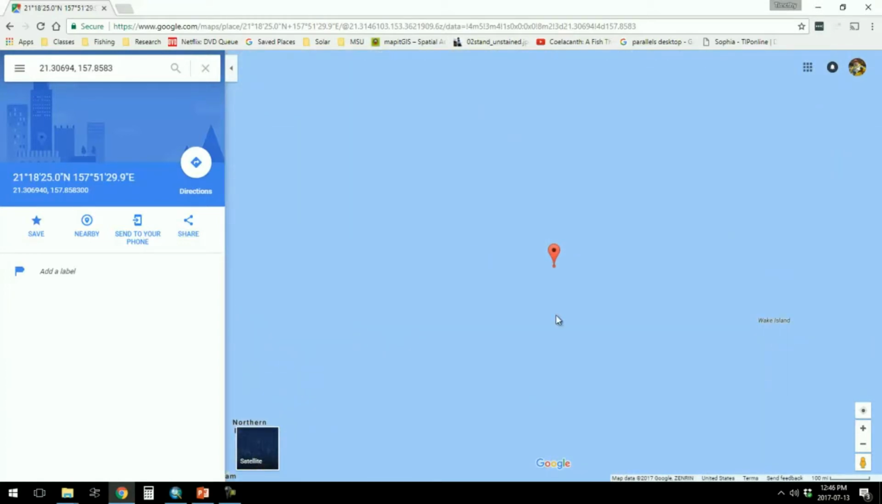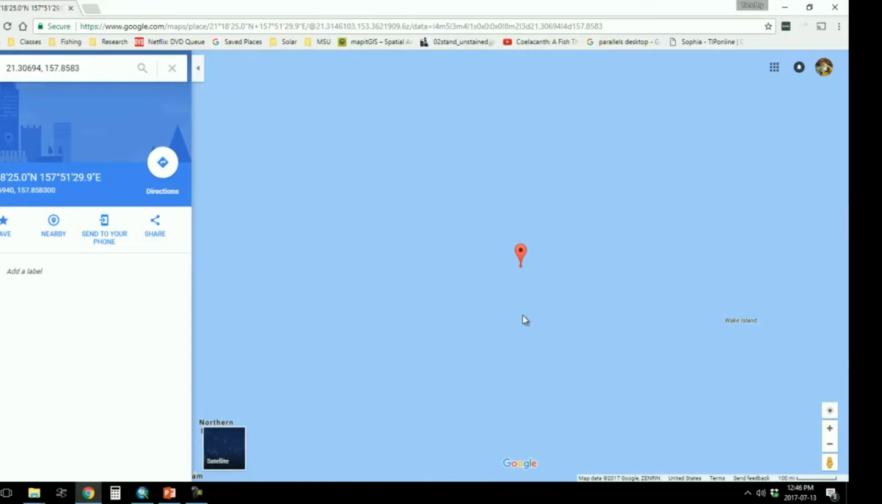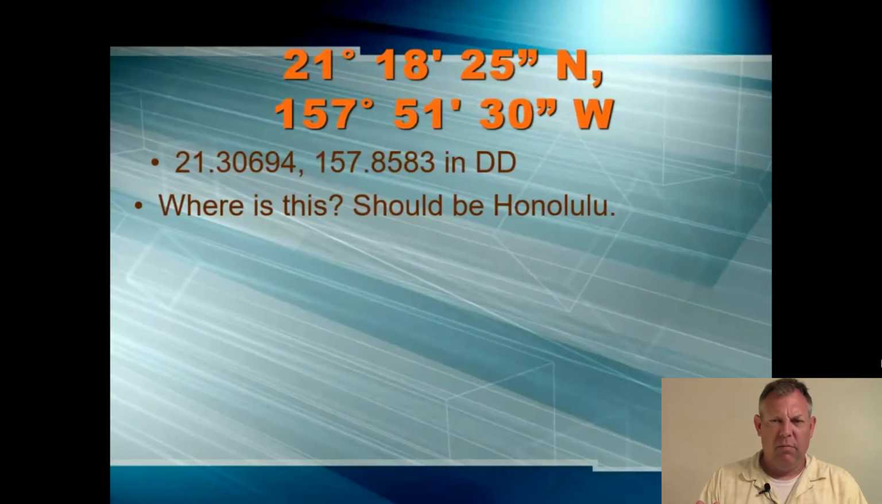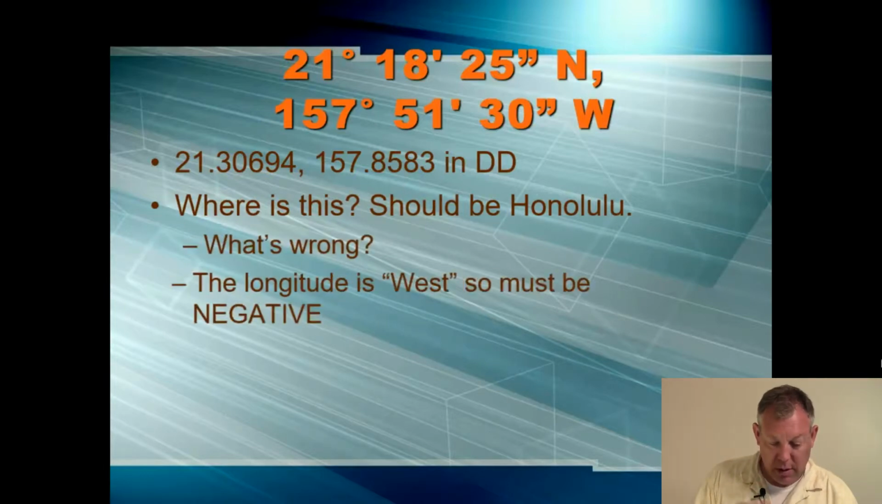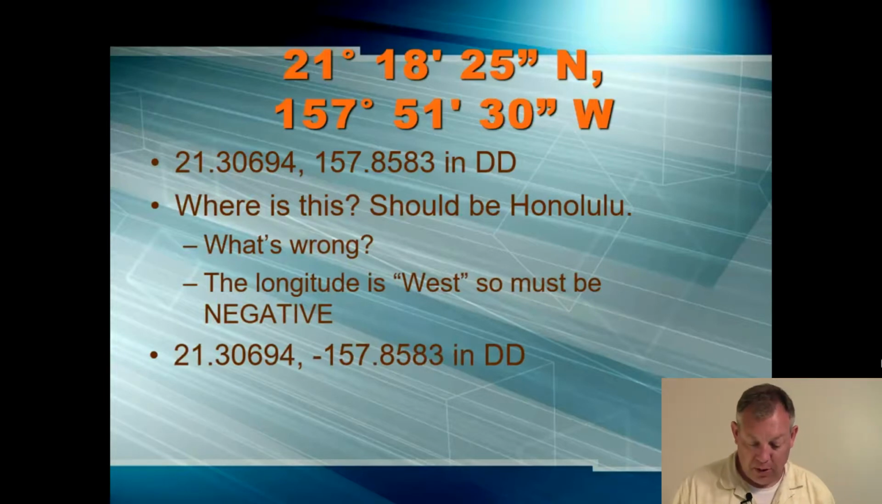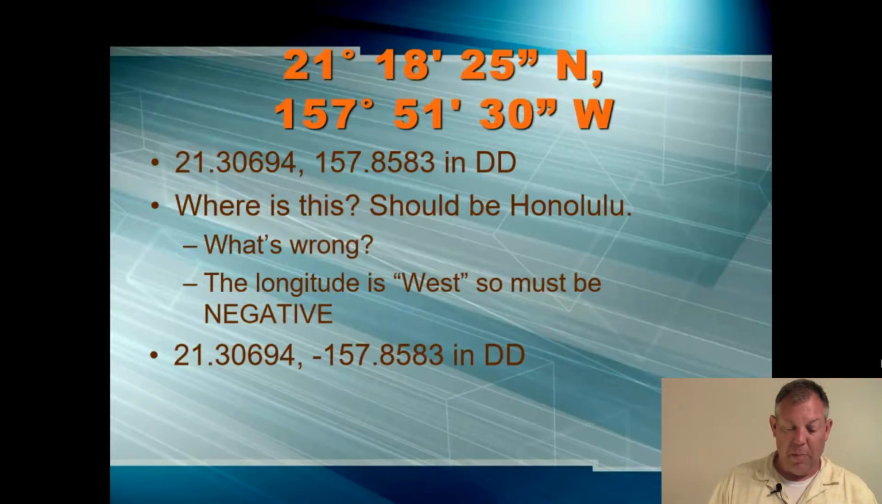So what went wrong? Okay, something's wrong. Because we took our coordinates, but they don't map to Honolulu, right? Where did we make our mistake? Well, if you look at our coordinates up here, the longitude is west, right? So our longitude should be negative, and we did not report that as negative. So the correct coordinates should be 21 point something something something, comma, negative 157, all right?